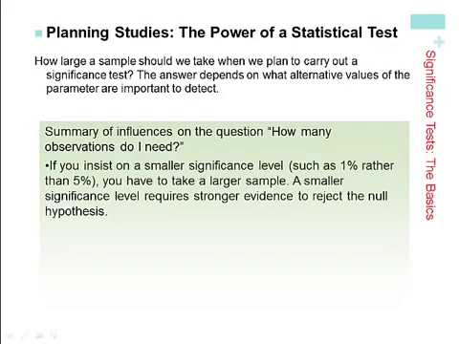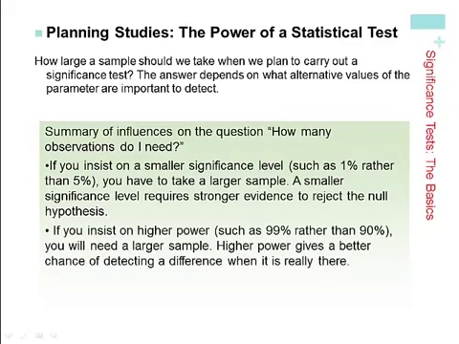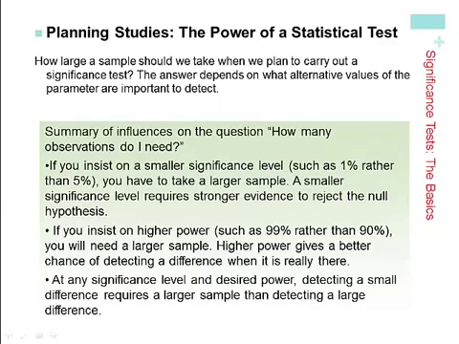To summarize the influences on the question, how many observations do I need? First, if you insist on a smaller significance level, such as 1% rather than 5%, you have to take a larger sample. A smaller significance level requires stronger evidence to reject the null hypothesis. If you insist on higher power, such as 99% rather than 90%, you will also need a larger number in your sample. Higher power gives a better chance of detecting a difference when it's really there. At any significance level and desired power, detecting a small difference requires a large sample.